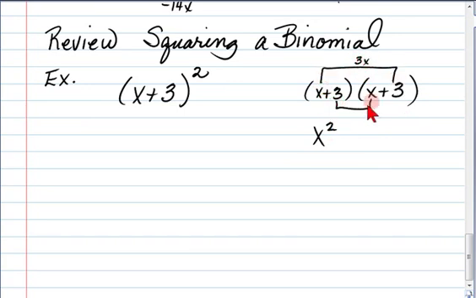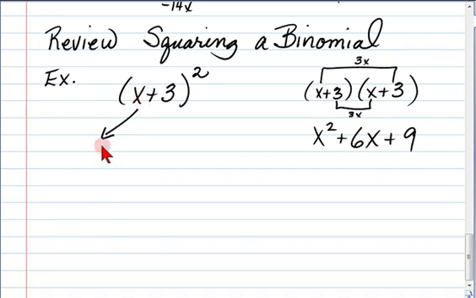3x. What's the inner product? 3x, which add together to be 6x. And what's the product of the last? That's the 9. I don't want you to have to do all that when you're squaring a binomial, because there is a shortcut. The shortcut is, take the first one and square it.